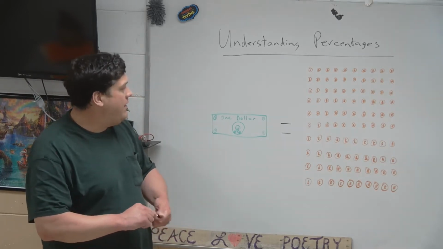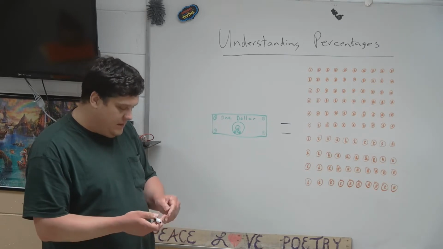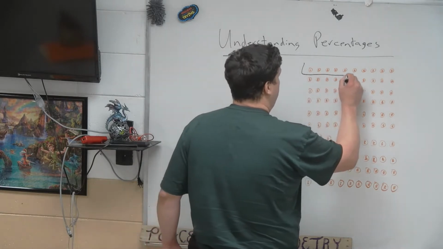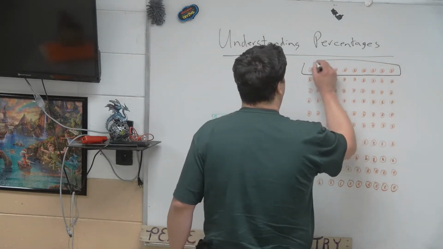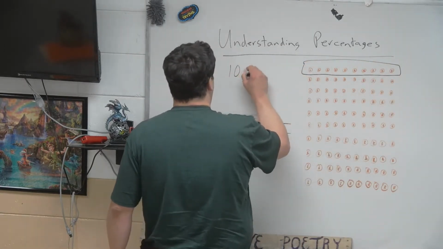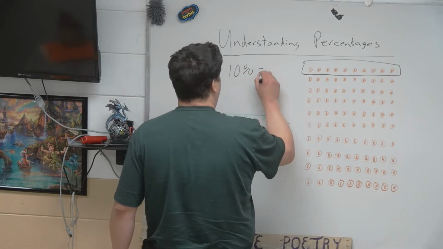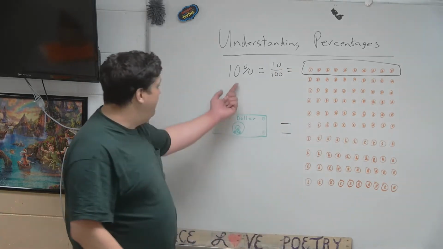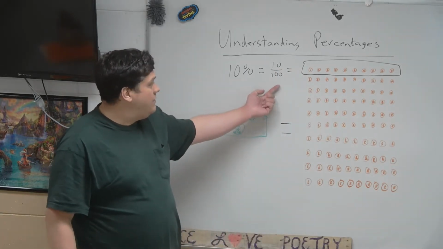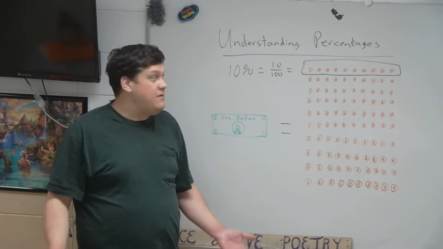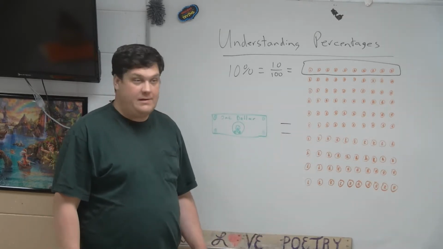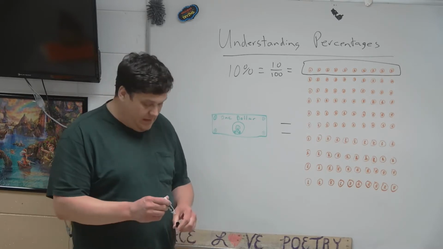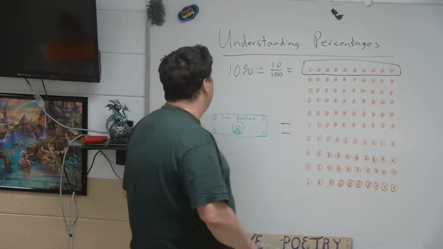So if we talk about, say, 10% of $1, that's 10 parts out of 100. 10%, or 10 hundredths, would equal 10 pennies out of the 100 pennies, out of the dollar. Maybe the simplest, easiest way to conceptualize percentages.